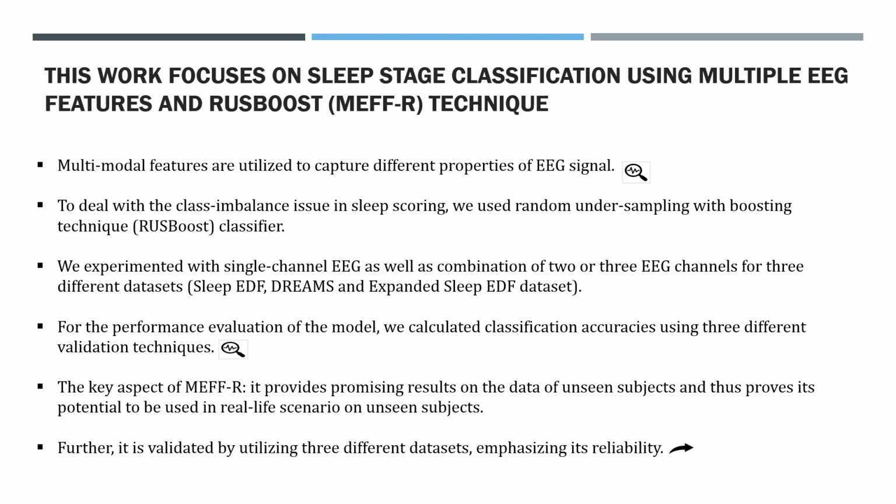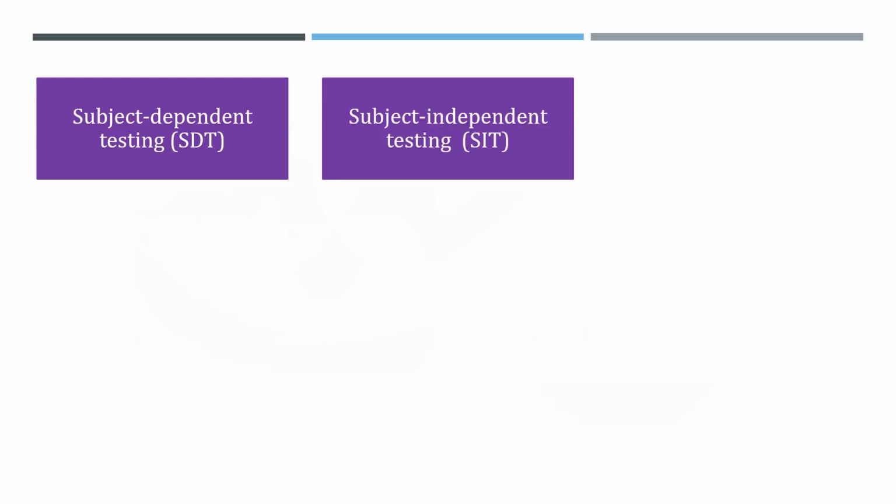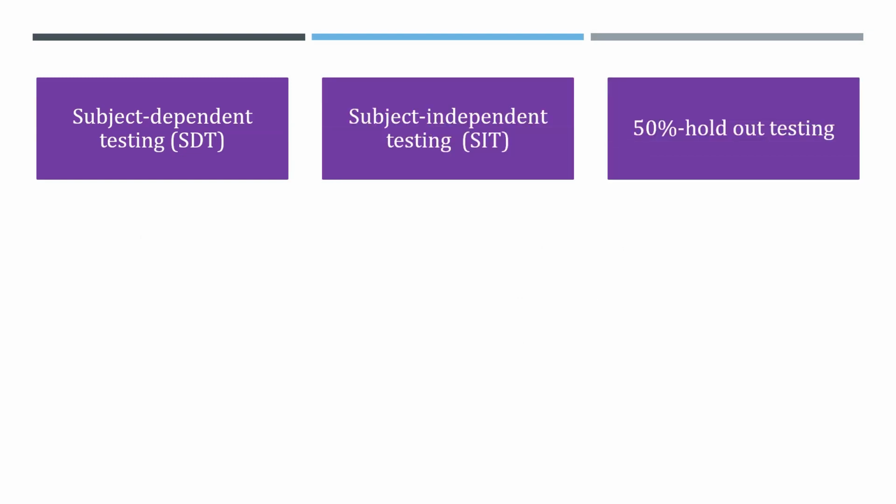We have also experimented with single-channel EEG as well as combinations of 2 or 3 EEG channels for 3 different datasets, and they are Sleep-EDF, DREAMS and expanded Sleep-EDF dataset. Finally, in order to evaluate the performance of the model, we calculated classification accuracies using 3 different validation techniques. And they are subject dependent testing (SDT), subject independent testing (SIT), and 50% holdout testing.